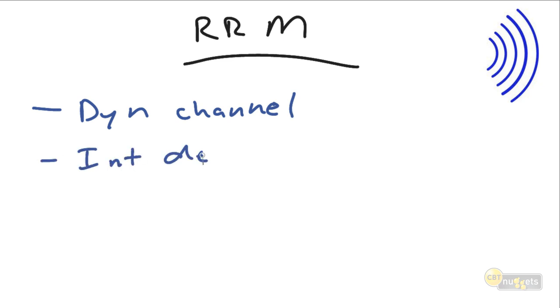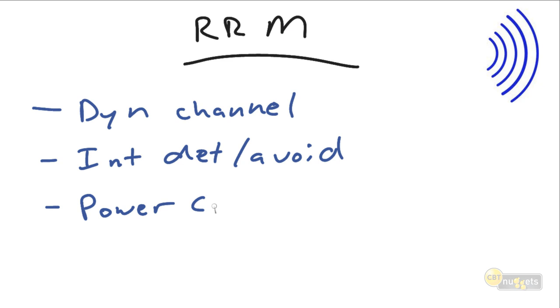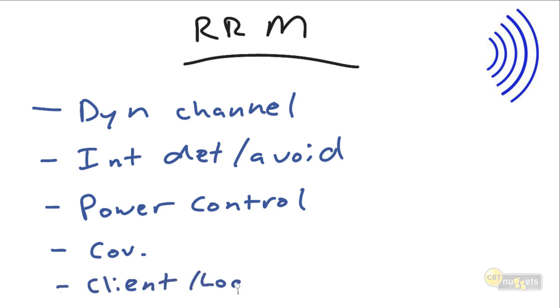Interference can be detected and, most importantly, avoided in the infrastructure. Power control can be dynamic, so we can have the power increase and decrease on antennas dynamically. Coverage holes can be detected, so problems with coverage can be handled, and client and network load balancing can be implemented thanks to this particular feature. So radio resource management is very important, and it hinges on a capability in Cisco equipment called radio frequency groups.